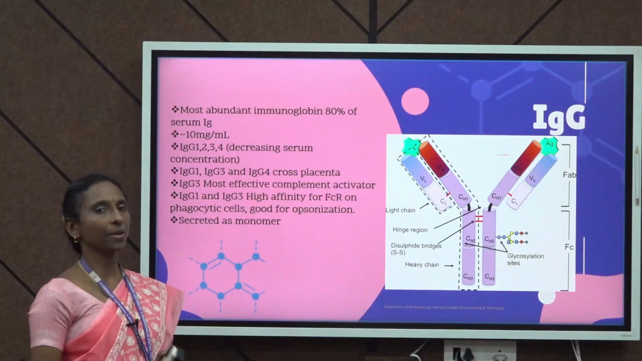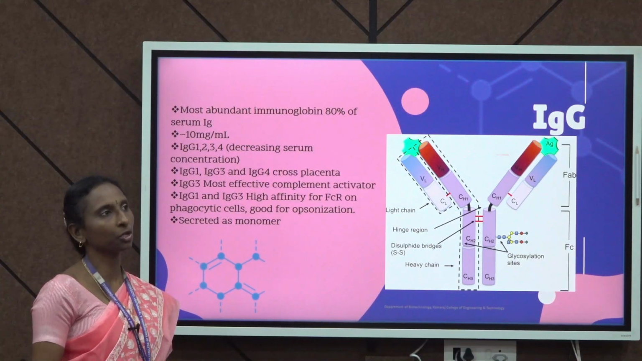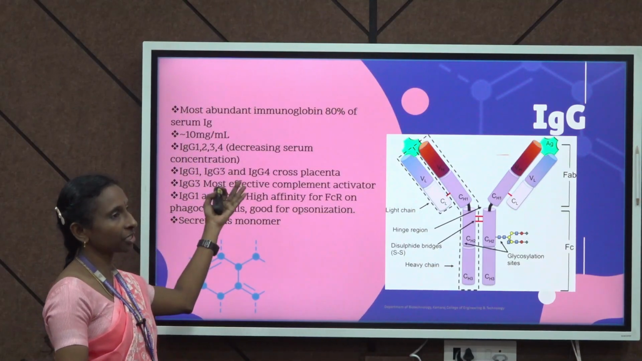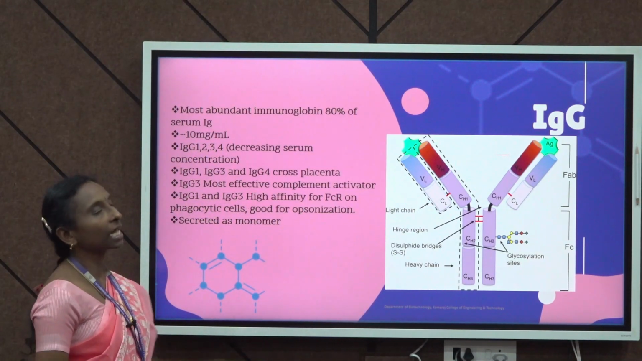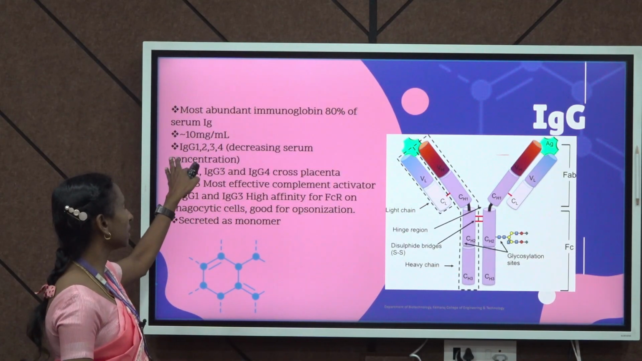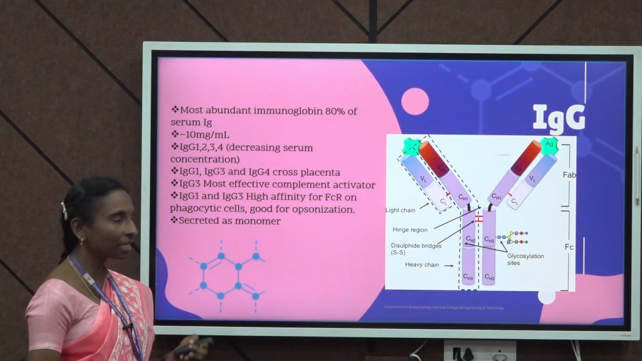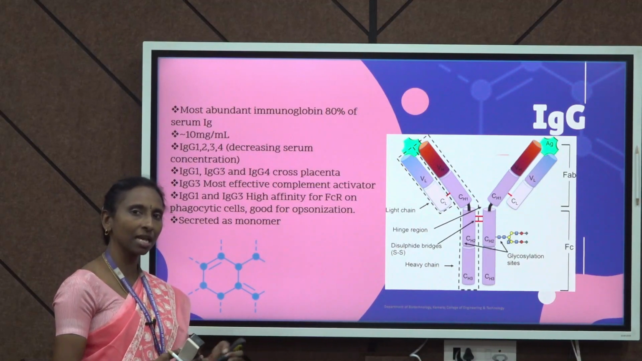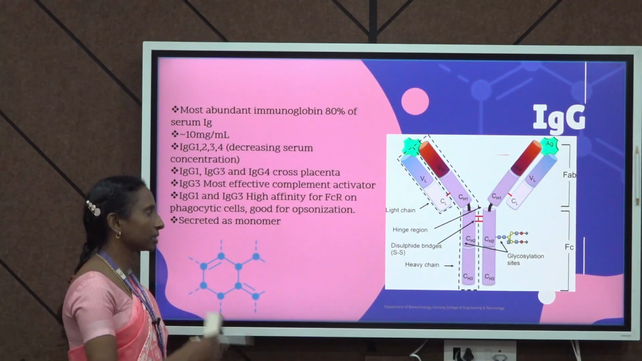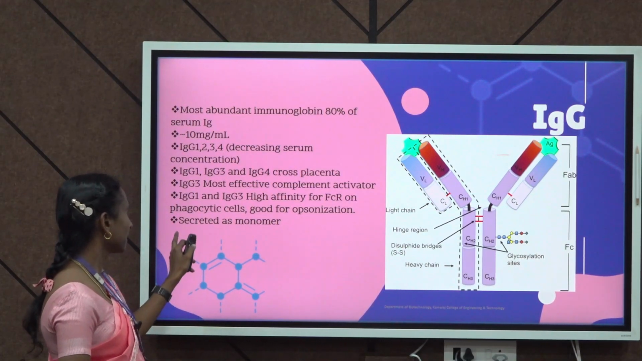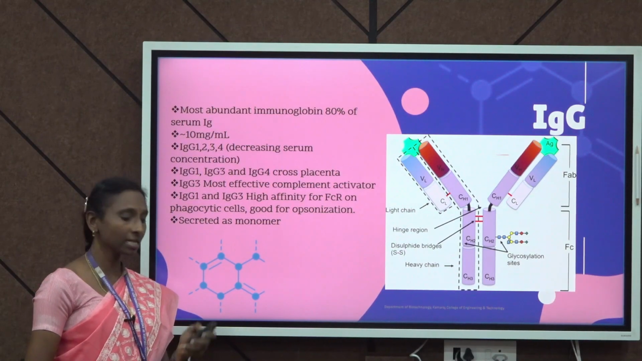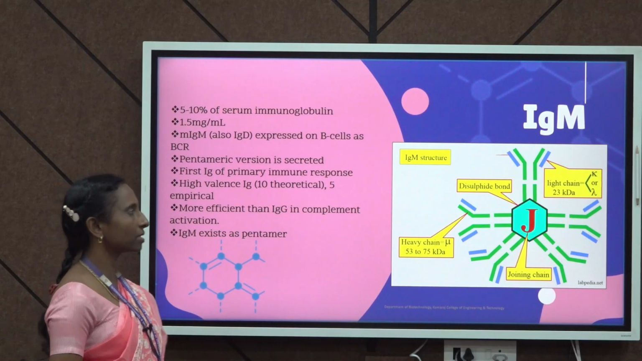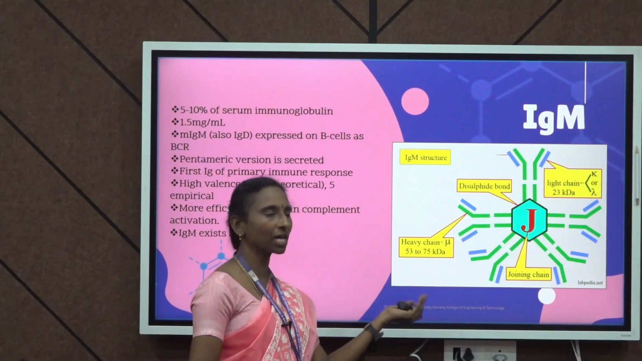This is the most abundant antibody found. Approximately 80% of your serum immunoglobulin is comprised of IgG, the concentration being very high, approximately 10 mg per ml of serum. There are 4 subtypes, each with different functions and slight variations in structure, and these are secreted as monomers.